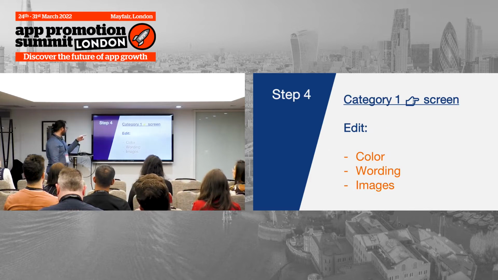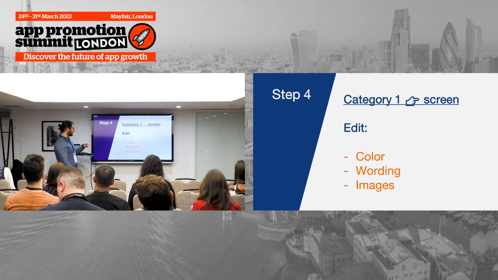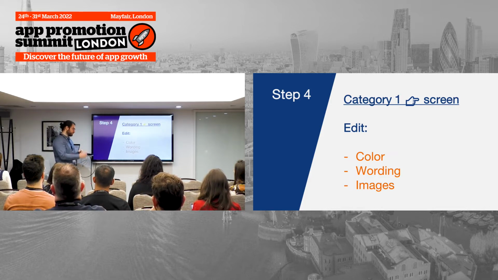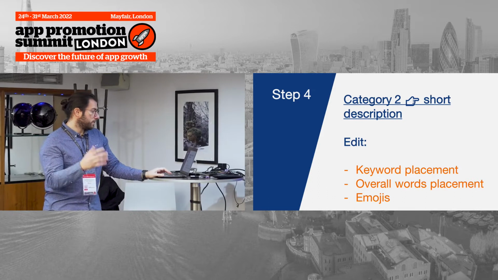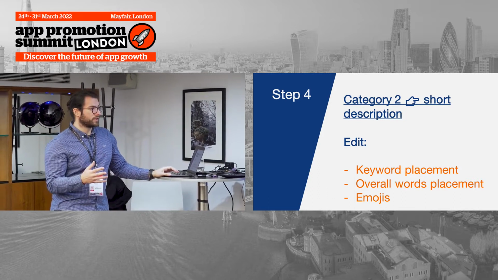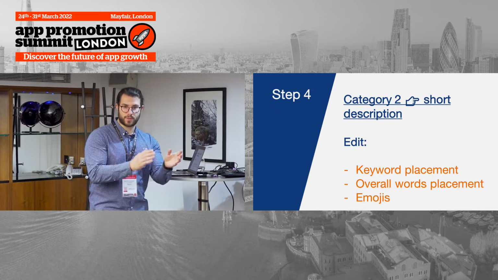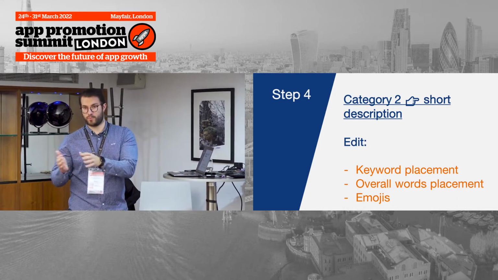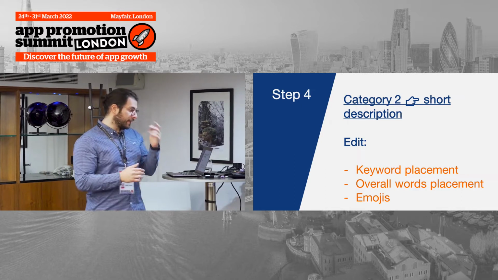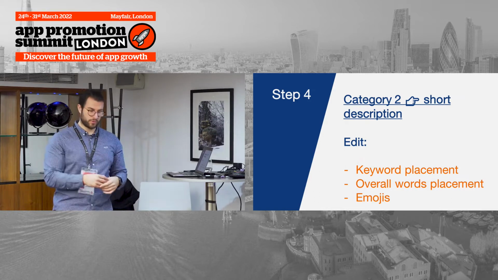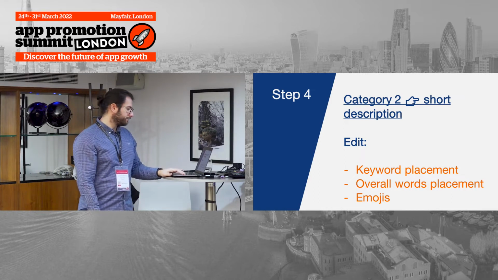So for category 1, we see there's a screen test. So try to edit the color, the background color, the wording, or the images, not all the big images, but small signs of it. For the short description, I would recommend changing the keyword placement, the overall placement, something that is close to the beginning could be moved to the end, and vice versa. And emojis, if you use emojis, you can switch. If you don't, you can add.